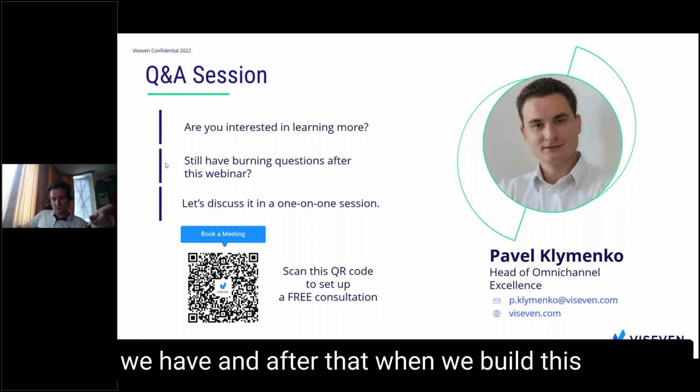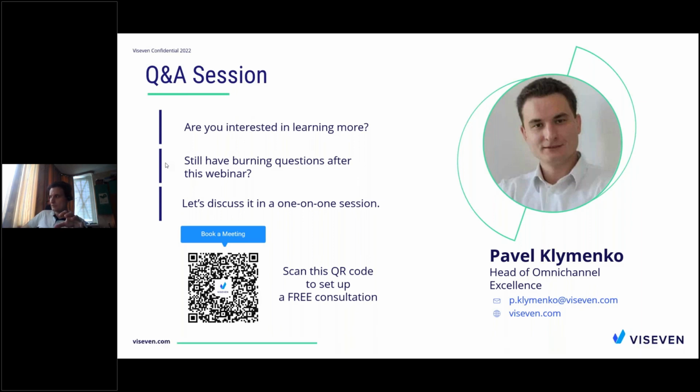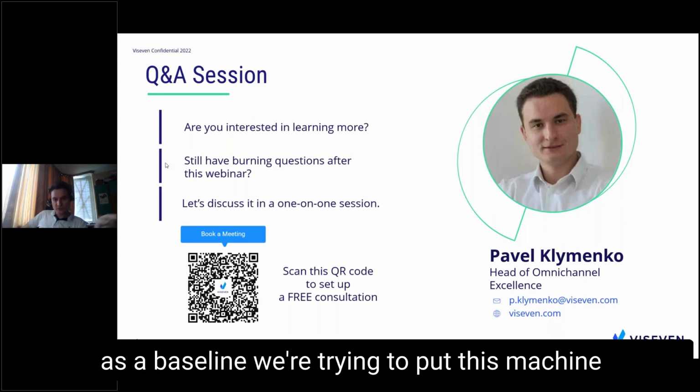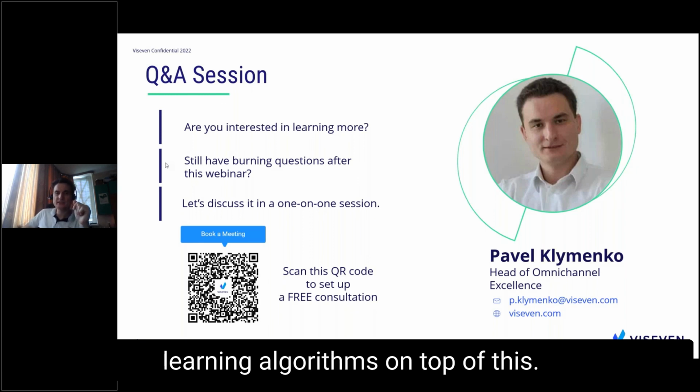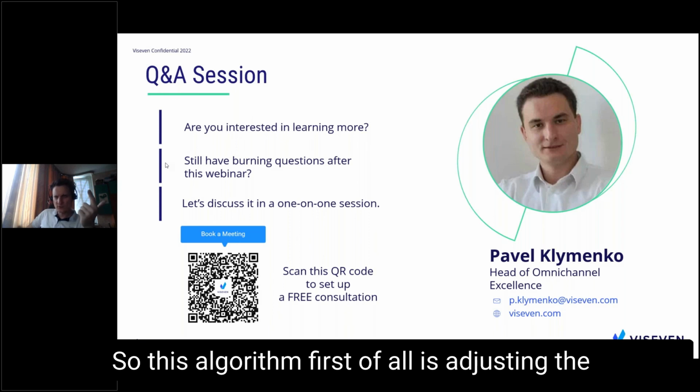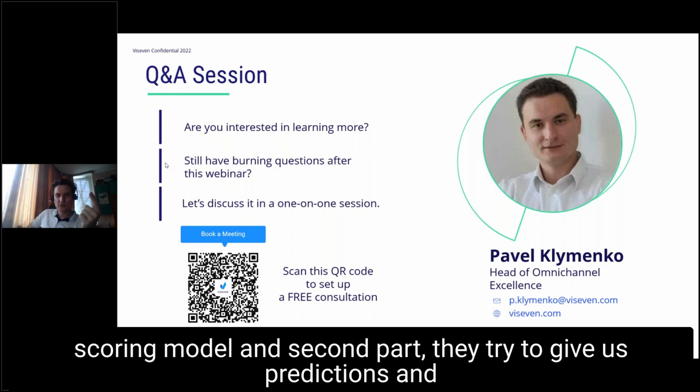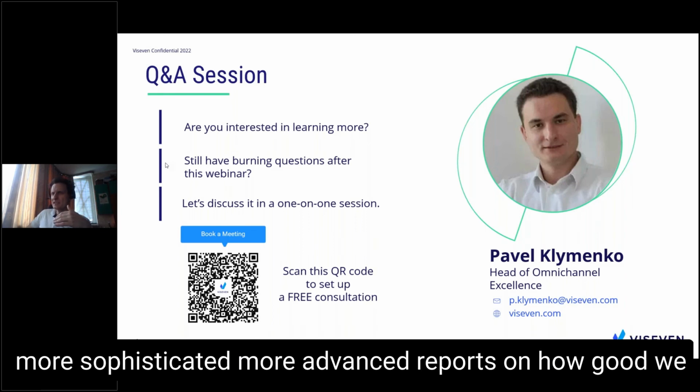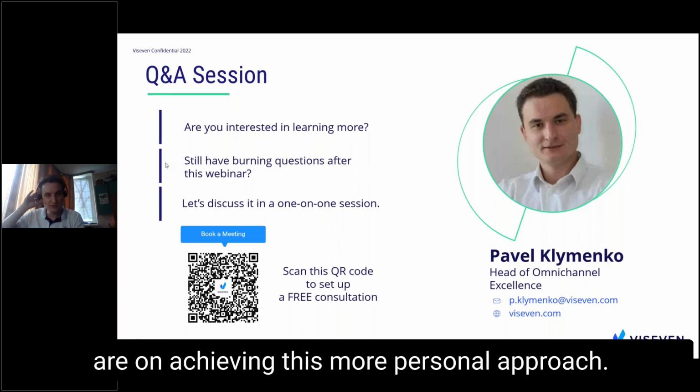After that, when we build this as a baseline, we put machine learning algorithms on top of it. First of all, these algorithms adjust the scoring model, and second, they try to give us predictions and more sophisticated, more advanced reports on how good we are at achieving this more personal approach.